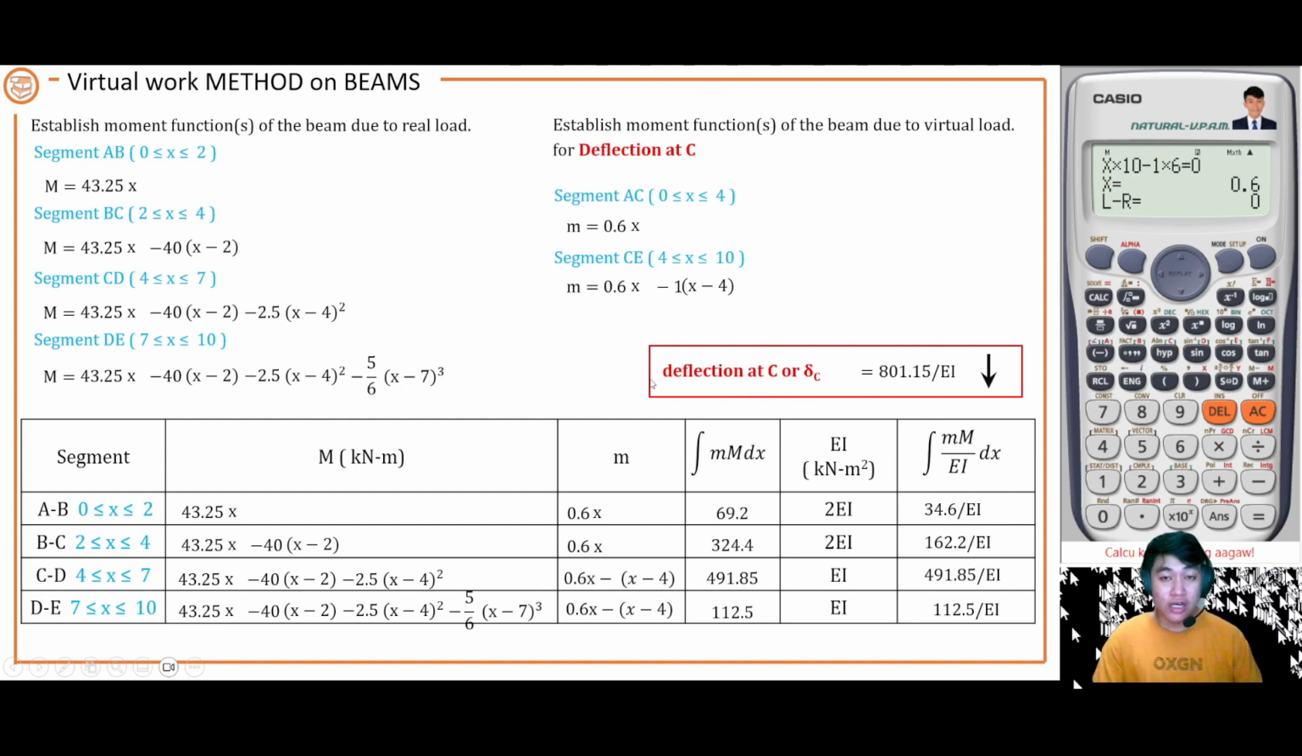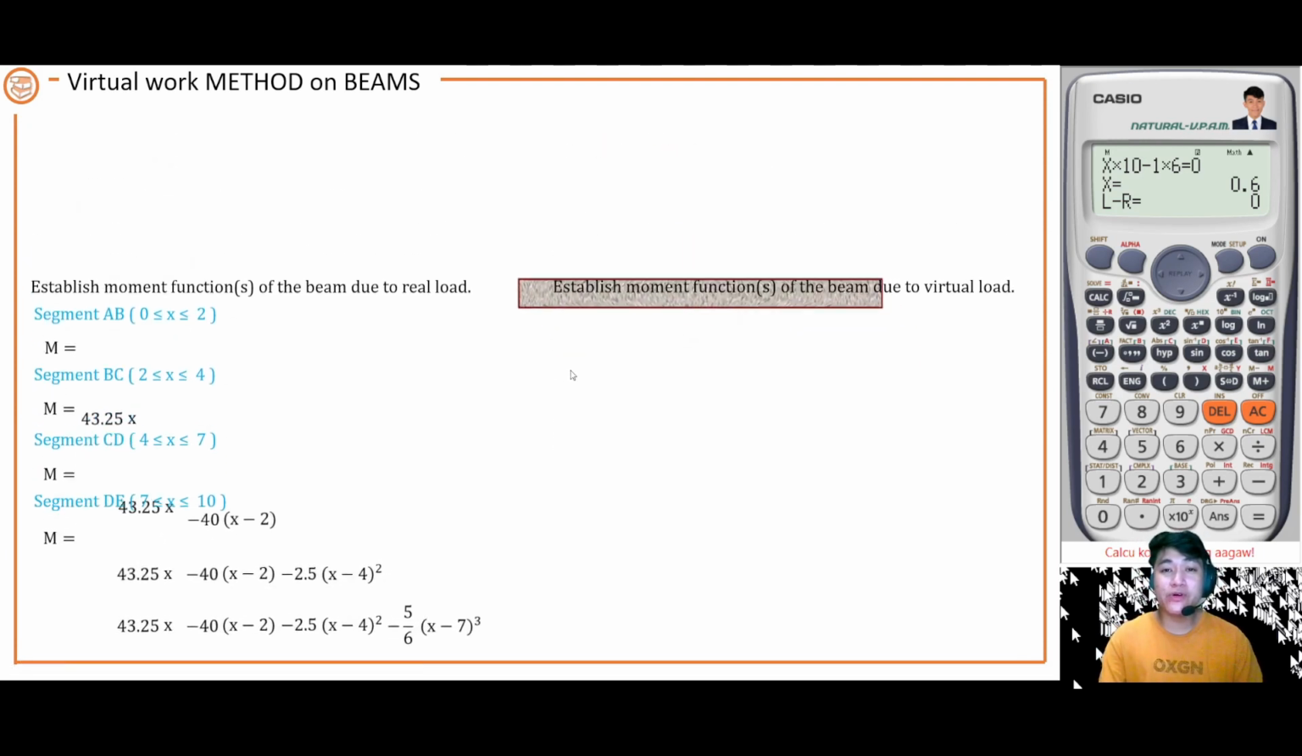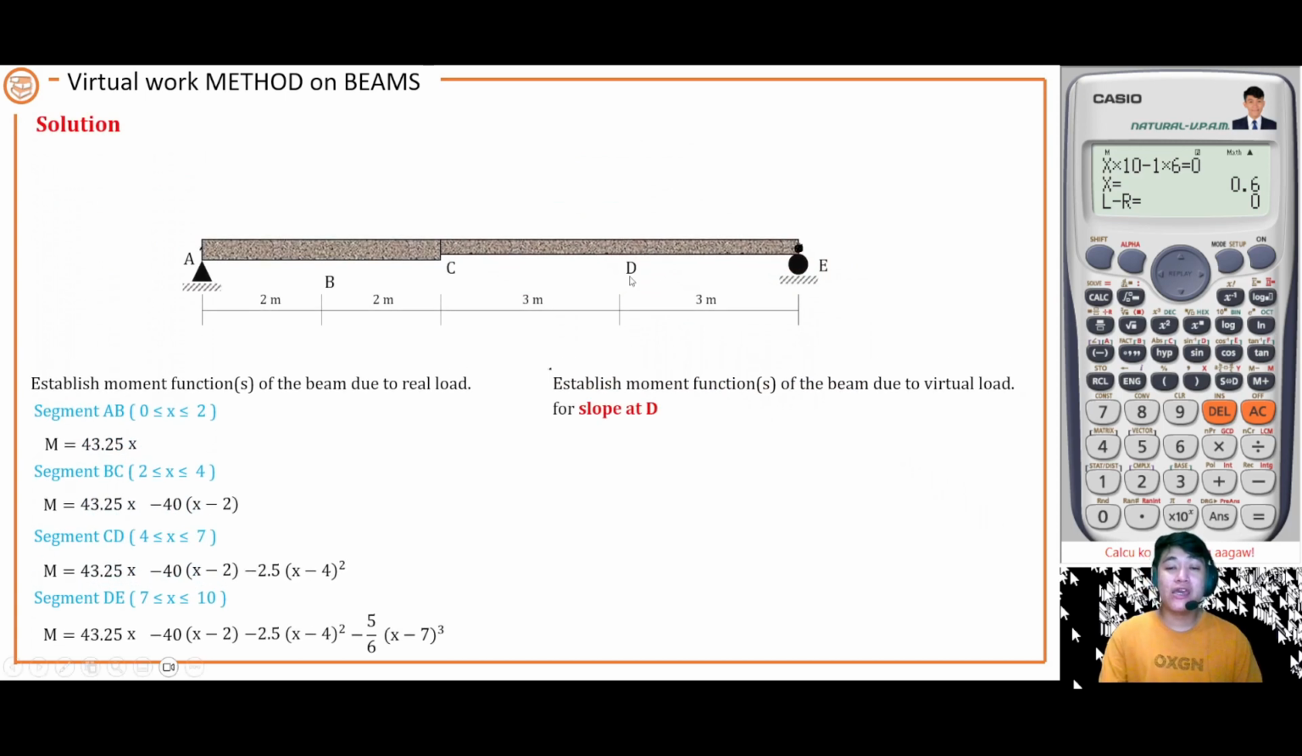Actually, the approach will be the same as we try to get the slope and deflection at point D. For the slope at point D, we are going to apply a 1 unit rotation at point D. So we will assume that this is clockwise. Assuming this is clockwise, the reaction here is downward. The reaction here will be upward.